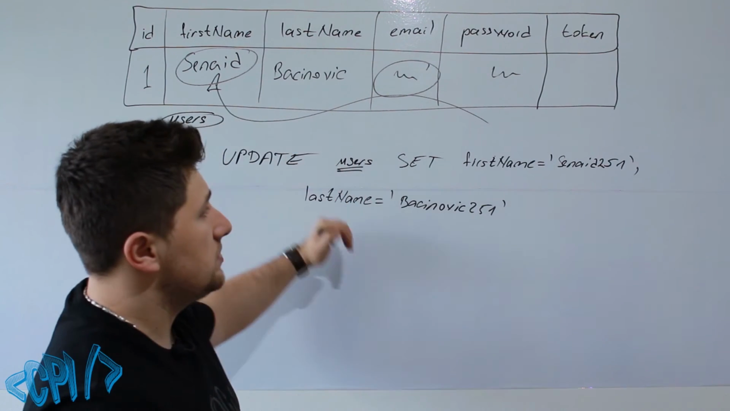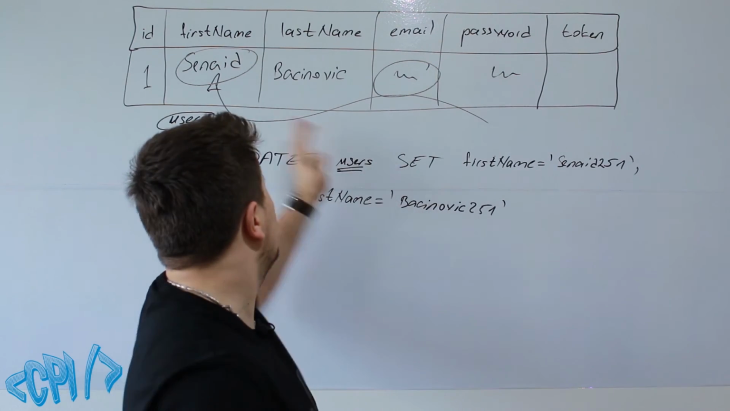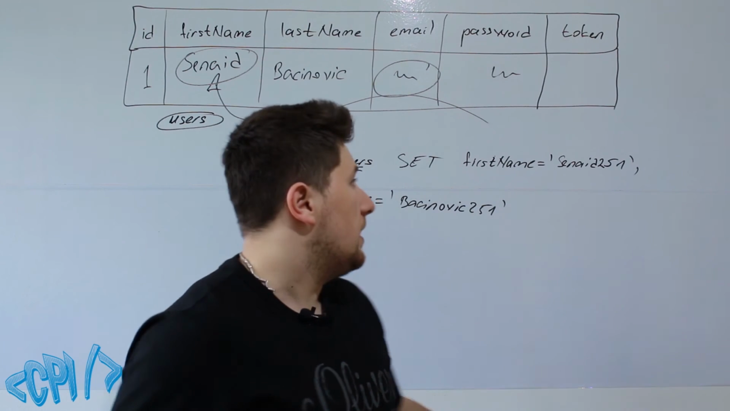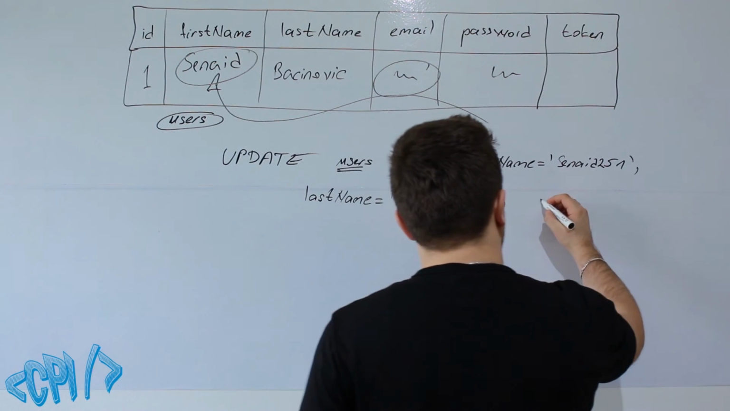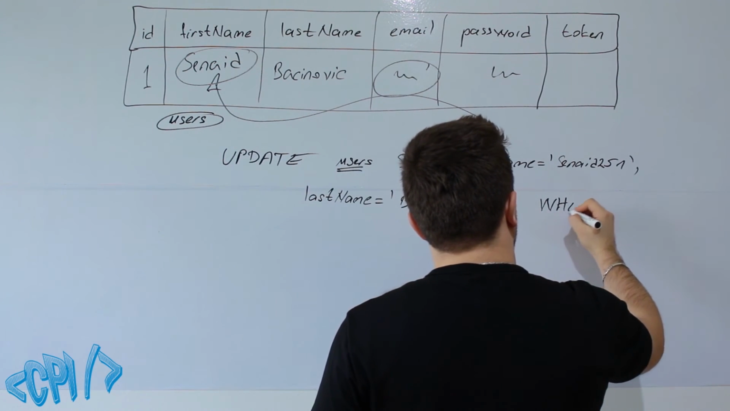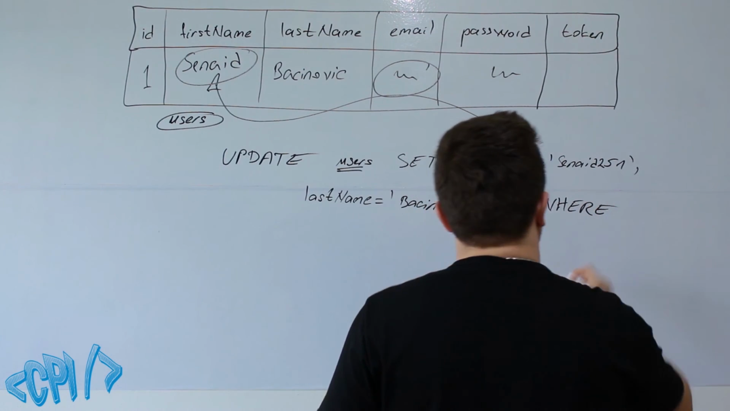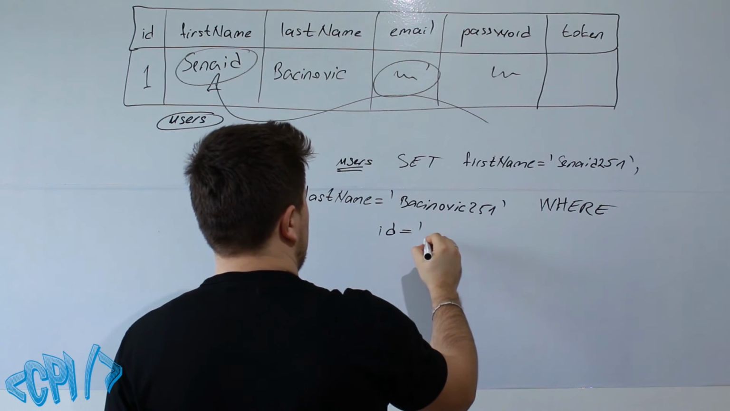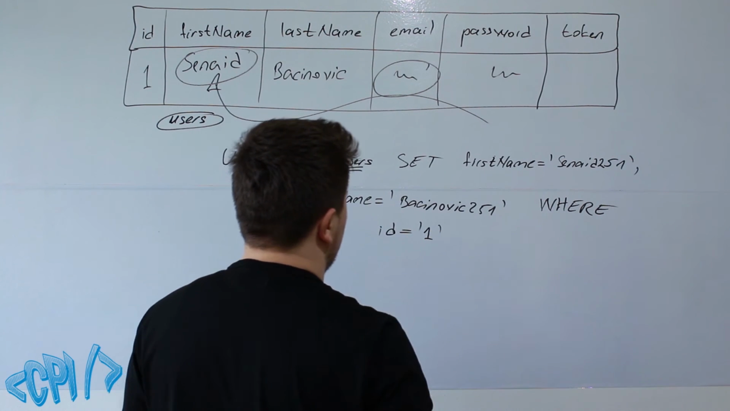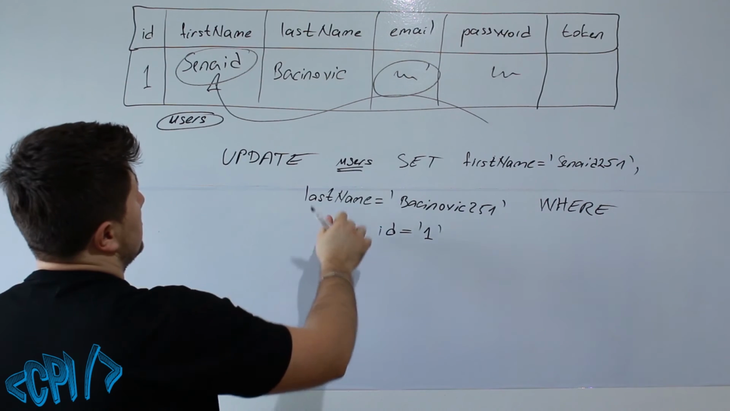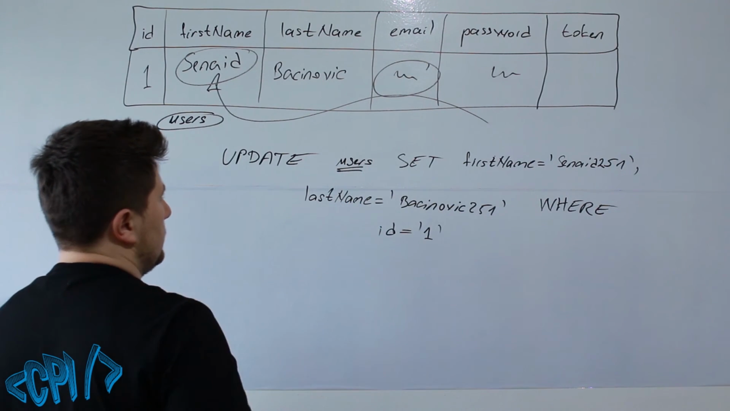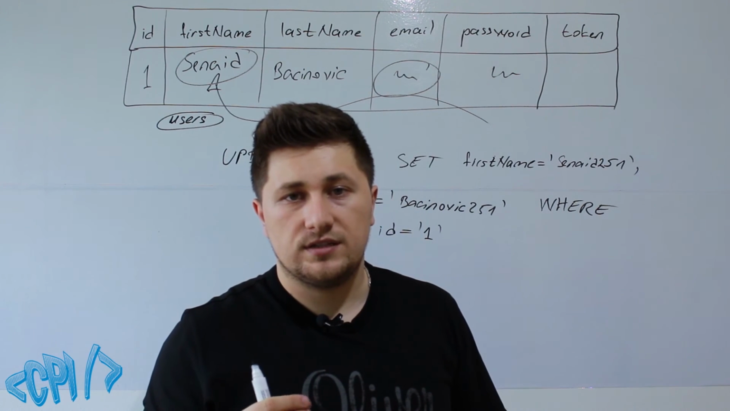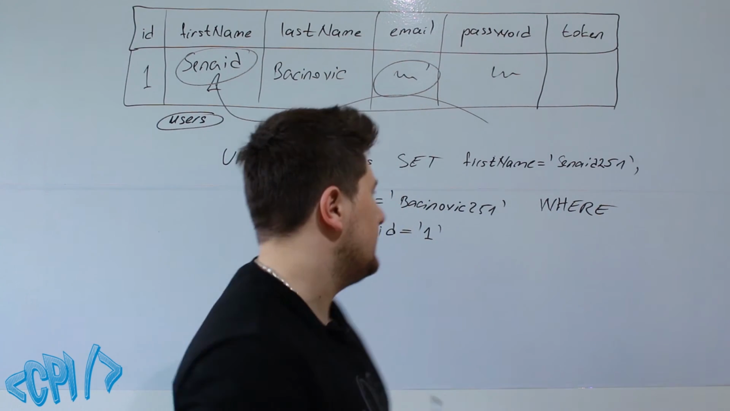So if we have 1,000 users, it will change first name and the last name, and we of course don't want to do that. And now we need to add again where, and let's say ID equal 1. Okay, or we could set where email equal something, but it's important that we use some column that is actually unique in the database.